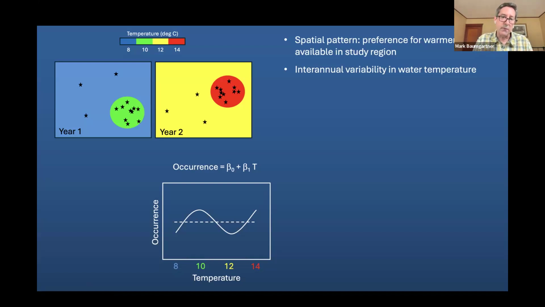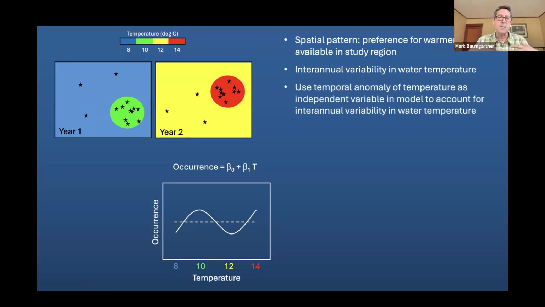So in this case, if you just throw the temperature as it is into the model and you run the model, you'll come up basically with no relationship between your species occurrence and temperature. When in fact, that's not the case. We said that the truth is that this animal has a preference for the warmer waters that are available to it. And so if you want to test that hypothesis, then one way to do that is to use a temporal anomaly of temperature as the independent variable to account for this interannual variability.